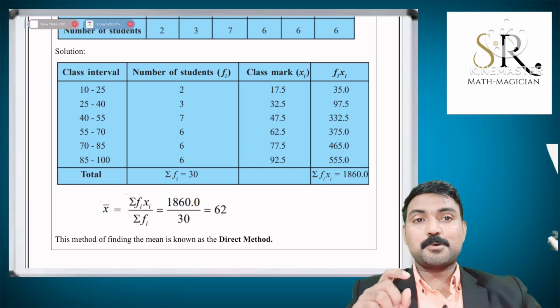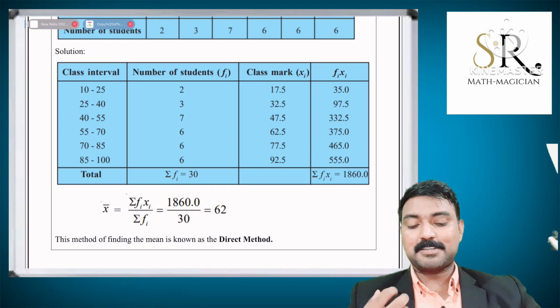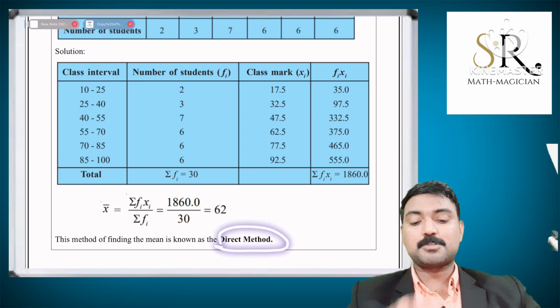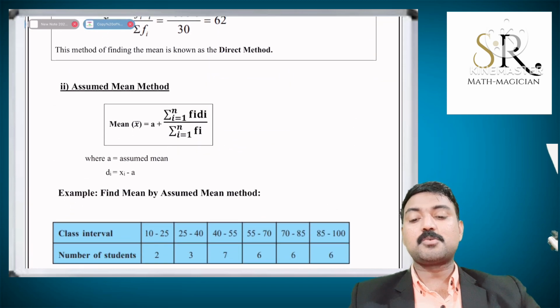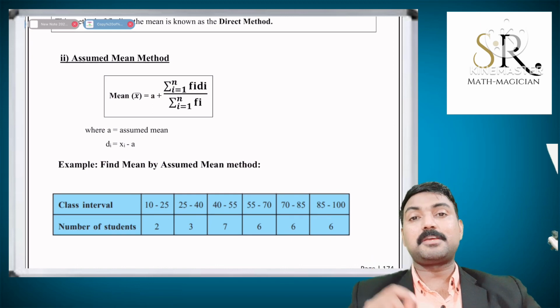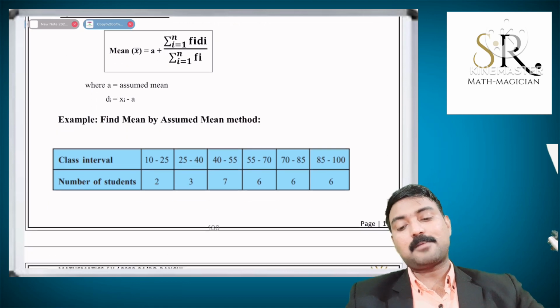This is the video, so you can watch it again, so you will get more clarity about this question if you have any doubts. So direct method is over. Now we can discuss assumed mean method. Assumed mean method means before finding arithmetic mean, we will assume one mean. How is it possible? We can take one example, that is good.